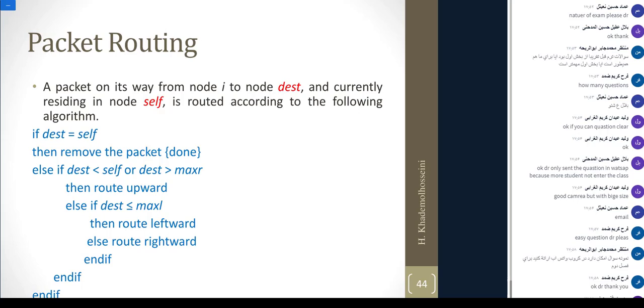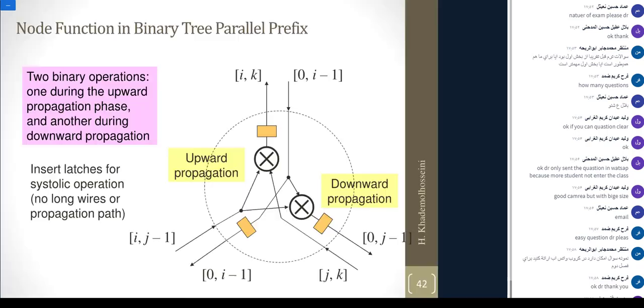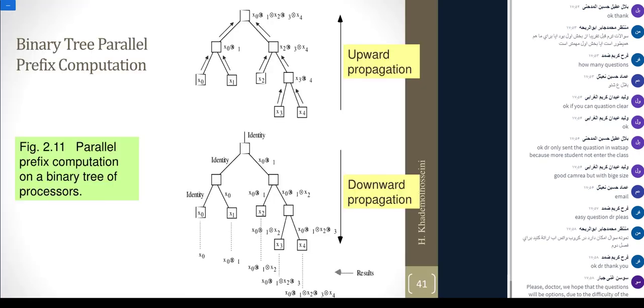For example, I will ask you to draw a binary tree, a balanced binary tree, and then complete the upward and downward nodes and explain each node. For example, I will ask you this node and this node.